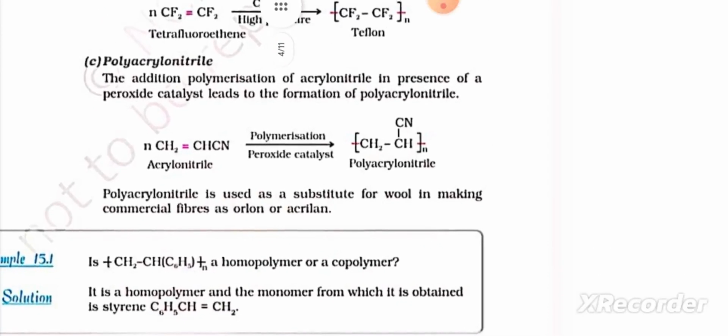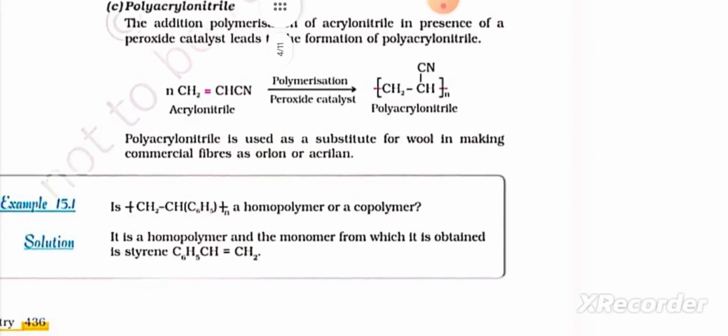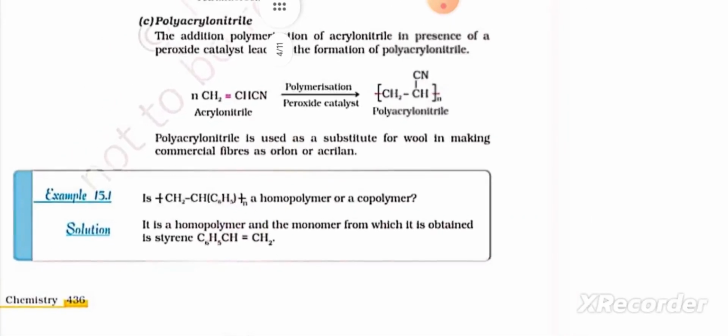Third polymer is polyacrylonitrile. The addition polymerization of acrylonitrile in the presence of a peroxide catalyst leads to the formation of polyacrylonitrile. Polyacrylonitrile is used as a substitute for wool in making commercial fibers such as orlon and acrilan.